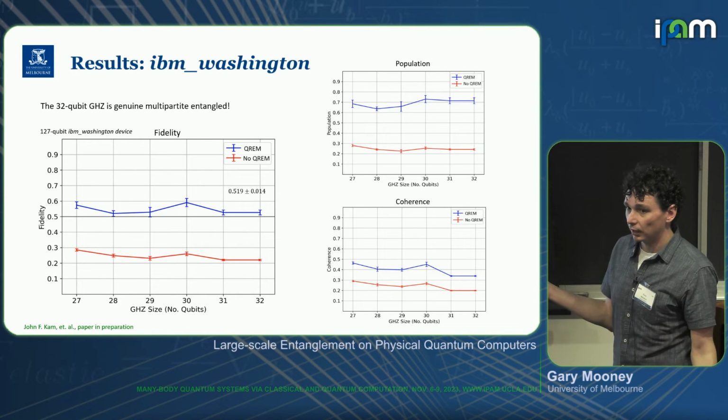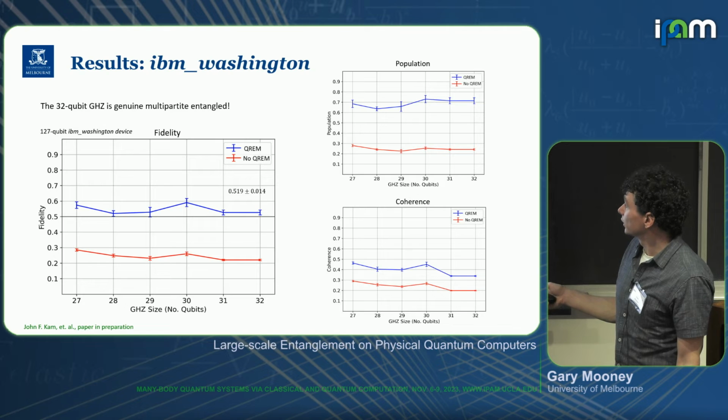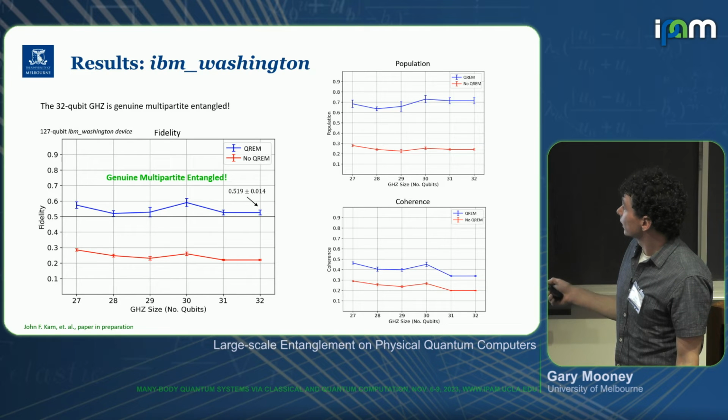Cool. So by doing that, we've been able to scale it up to 32 qubits. So here we've got genuine multipartite entanglement for 32. And here's just some extra data, if you're interested, of the individual population and coherence values as well.